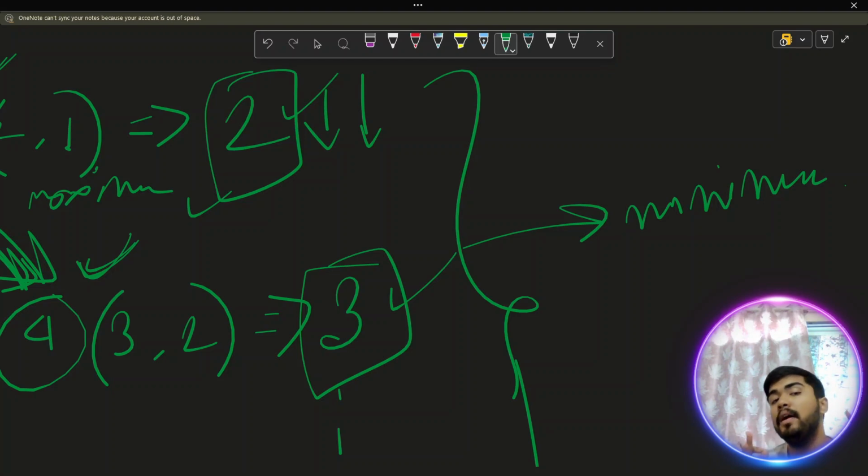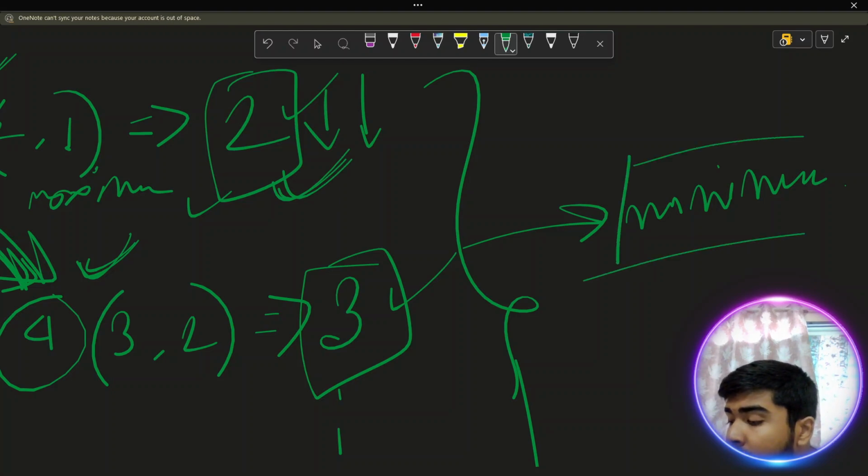So where do you all plan your party? Yes, obviously at the minimum distance. That's the reason they are looking for the minimum of the intersection point. So we have to consider whichever of them has the minimum intersection time.